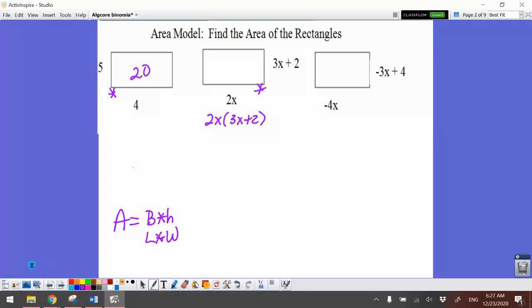Well, that is exactly what we've been doing for the last couple days. So 2 times 3, that's a 6, and 1 and 1 is 2. And 2 times 2 is 4, and I have an x. So I have 6x squared plus 4x. That is the area of my box. Okay, go ahead and hit pause. See if you can do the next one.